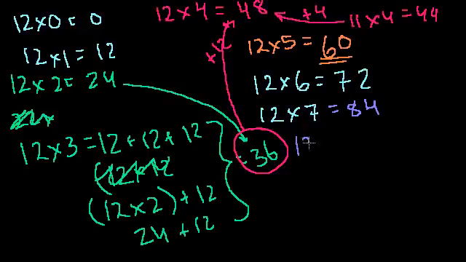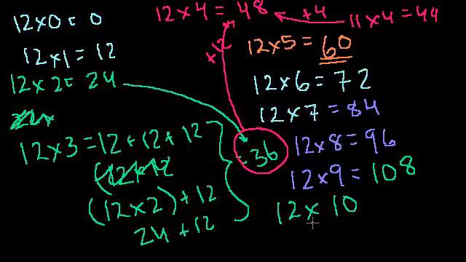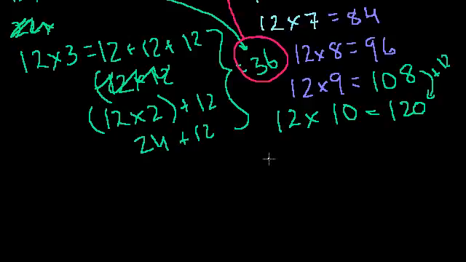All right, then you go to 12 times 8. Add 12 to the 12 times 7. 96. 12 times 9. Well, you add 12 to this, so it's 108. And then 12 times 10. This is an easy one, right? We just add a 0 to the 12. You get 120. Or we could add 12 to 108. Either way. 12 times 11. We just did this. You add 12 to this, you get to 132.